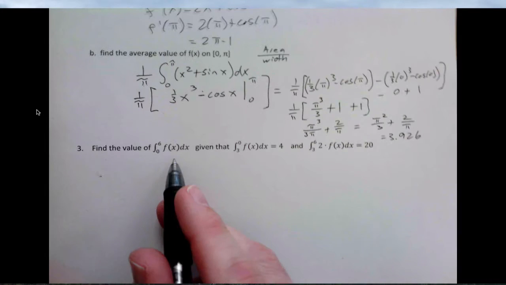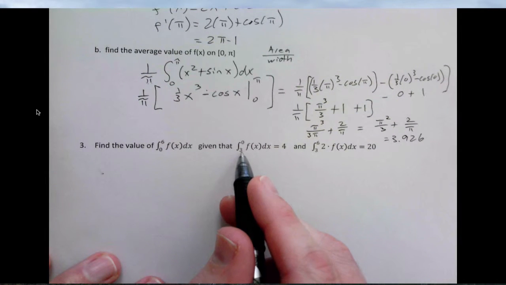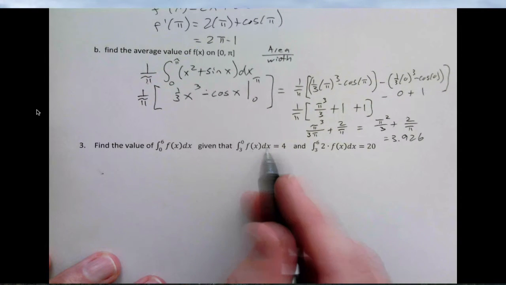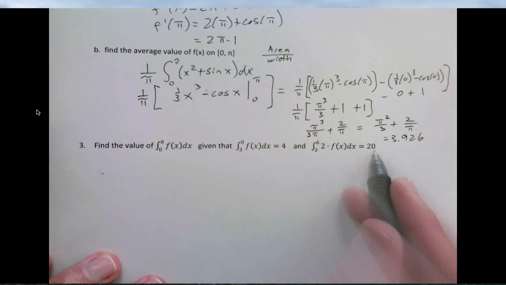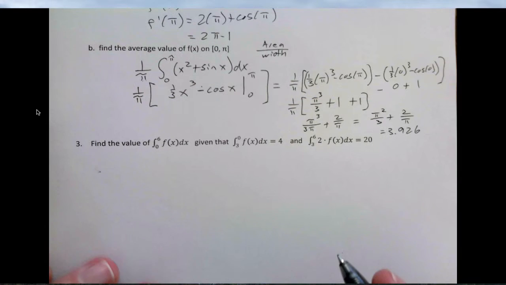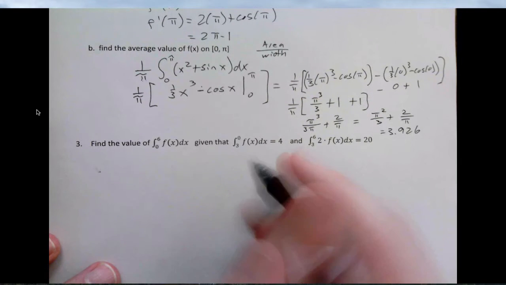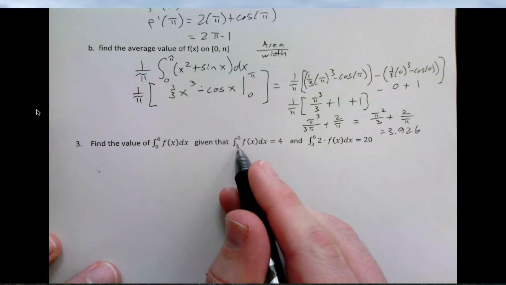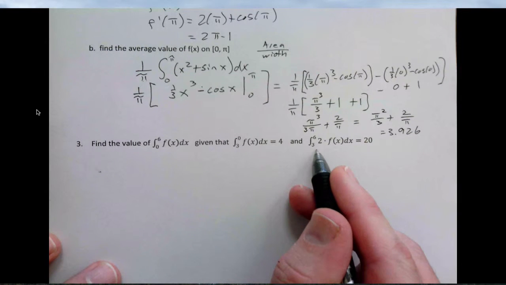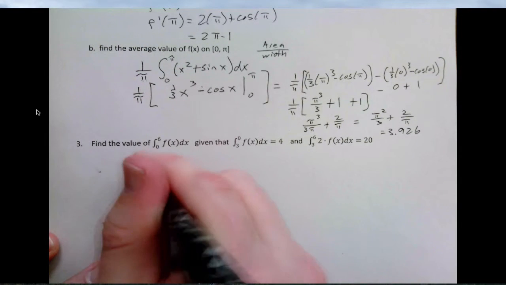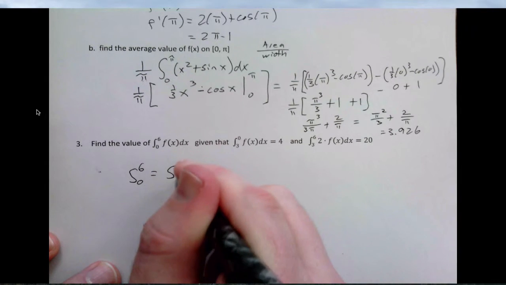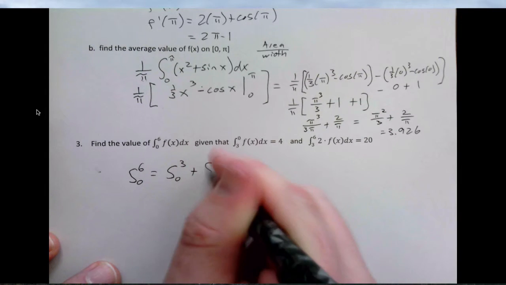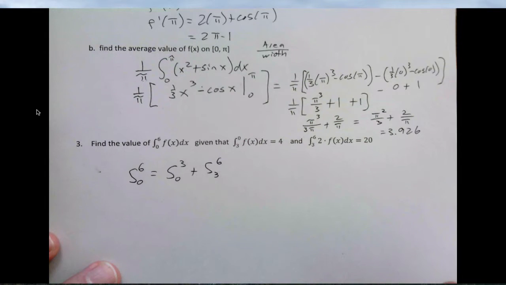All right, find the value of this given that the integral 3 to 0 of f of x equals 4 and the integral 3 to 6 of 2 times f of x dx equals 20. All right, so I need to construct the different areas here. So it appears that we've broken it into 0 to 3 and 3 to 0. Okay, so I need to know that the integral from 0 to 6 is going to be equal to the area from 0 to 3 plus the integral from 3 to 6.